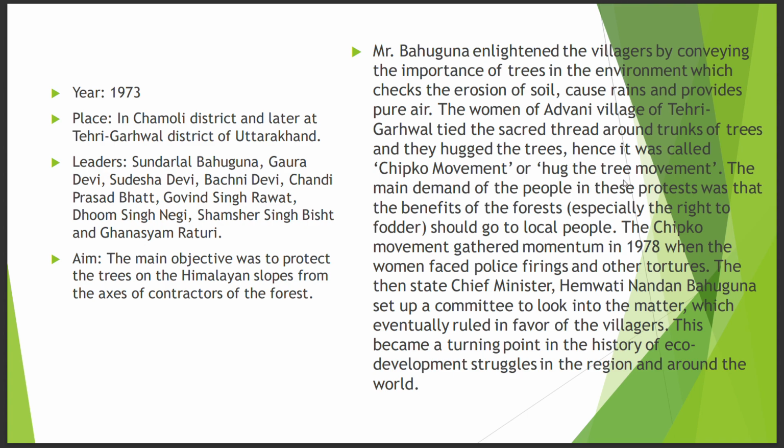The main demand of the people in those protests was that the benefits of the forest should go to the local people. The Chipko movement gathered momentum in 1978 when the women faced police firings and other tortures. Then the State Chief Minister Hemwati Nandan Bahuguna set up a committee to look into the matter, which eventually ruled in favor of the villagers. This became a turning point in the history of eco-development struggles in the region and around the world.